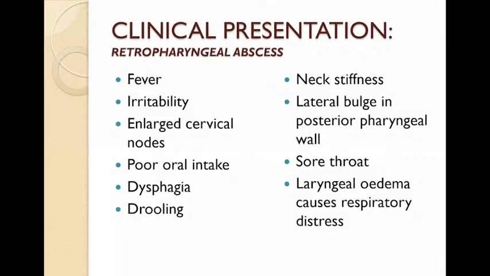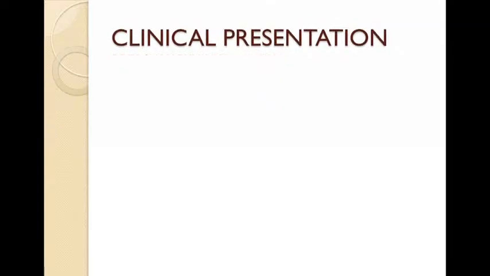The lateral bulge on the posterior pharyngeal wall is something you need to look for. All these patients, you must always look into their mouths. Even if you're suspecting a parapharyngeal abscess, remember, you must look in the mouth to see either a posterior bulge or a medial bulge. Sore throat and laryngeal edema can occur in later disease, or when the disease is more aggressive.